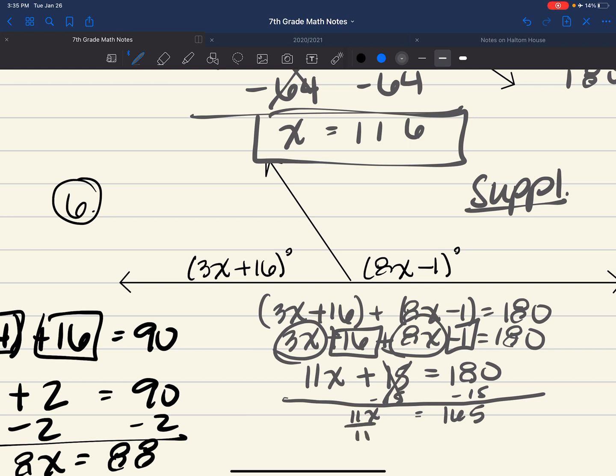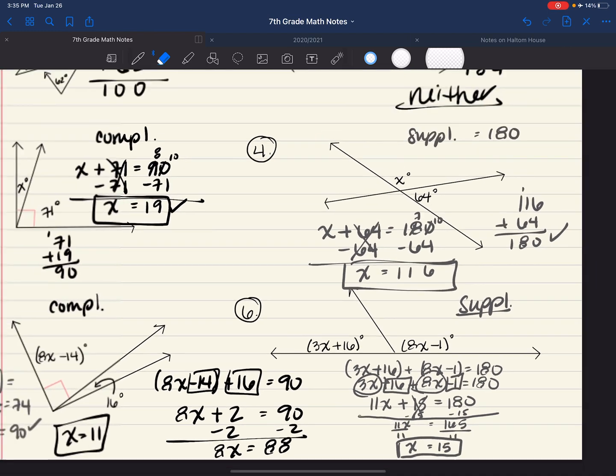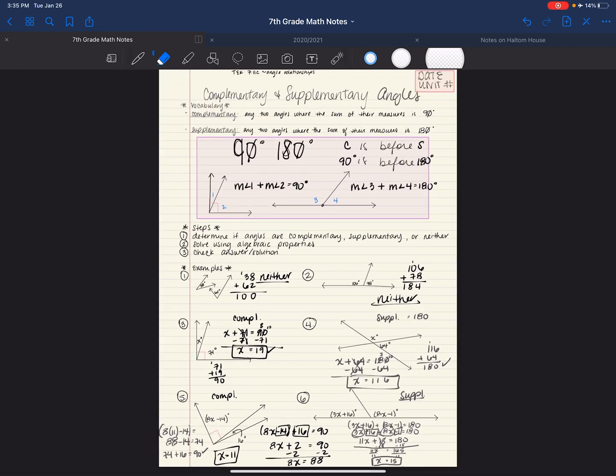Dividing both sides by 11. You can do this in your head because 11 can go into 16 one time with a remainder of 5, and 11 can go into 55 5 times. If you cannot do that in your head, then you should work it out. Meaning put 11 outside, put 165 inside, and do your math. All right, guys. There we have it. It's the whole page all together.